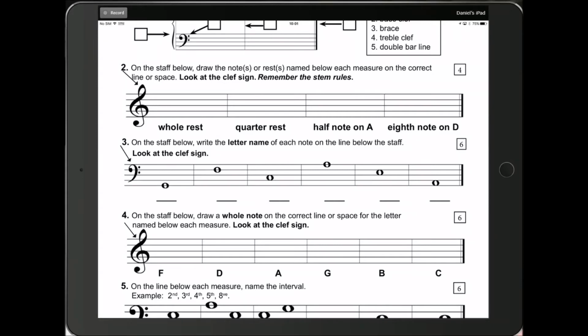Alright guys, welcome back. This is, once again, the Texas State Theory Test, Level 4. In this video, we're going to go over questions 3 and 4. This should be a fast video.